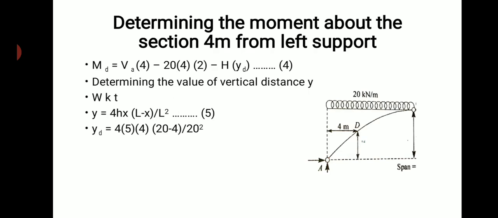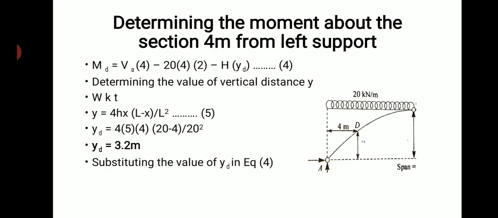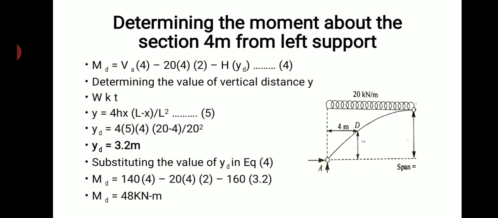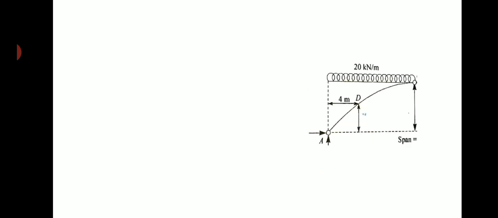Then L is the total span distance, from support to support, which we are going to consider here. So L is equal to 20, so 4 into (20 minus 4) divided by 20 square. Therefore, YD will be equal to 3.2 meters. You can compare it with the total rise; it will always be less. Therefore, substituting the value of YD in equation 4, you will get the value of MD as 48 kilonewton meter.